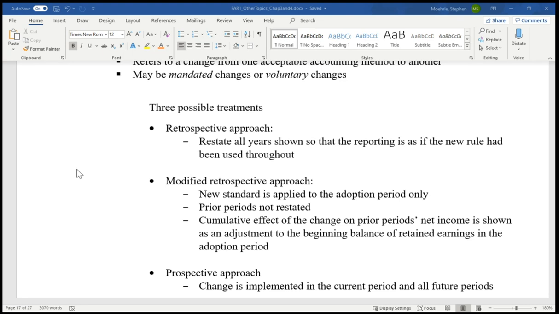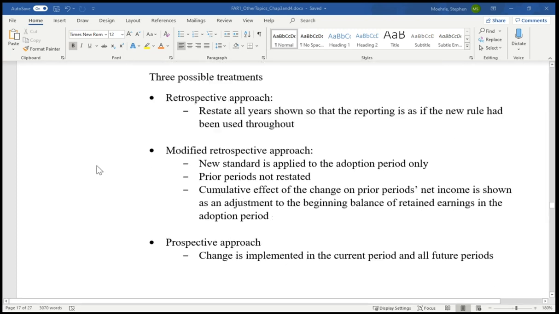In the full retrospective approach, we restate all years shown so that the reporting is as if the new rule had been used throughout. In the modified retrospective approach, the new standard is applied to the adoption period only. Prior periods are not restated, but a cumulative effect of the change on prior periods' net income is shown, and it's shown as an adjustment to the beginning balance of retained earnings in the adoption period. So the accountants will still have to determine that cumulative change on those prior years.